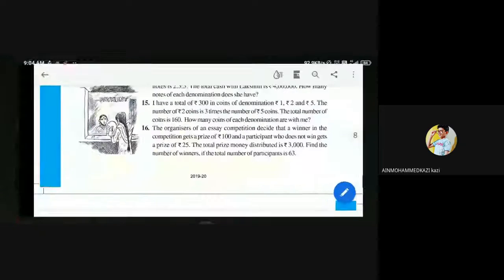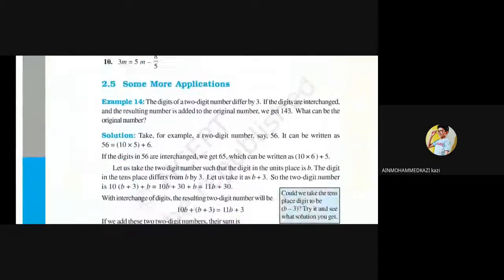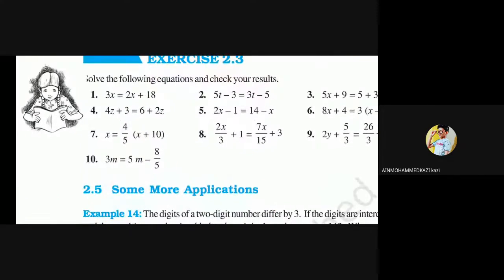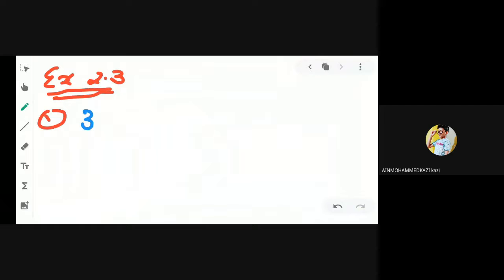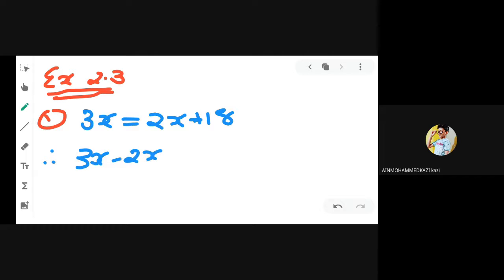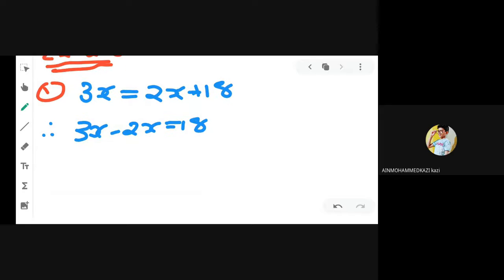Okay. So you can see the 2.3 exercise question. It is a very simple exercise. For example, here it is given 3x is equal to 2x plus 18. Now you can see in this question, variables are on both sides. 3x on the left hand side and 2x on the right hand side. So first we have to take this variable to the left hand side. So 3x minus 2x is equal to 18. So we get 3x minus 2x, x is equal to 18. It is a very simple question, you can see.